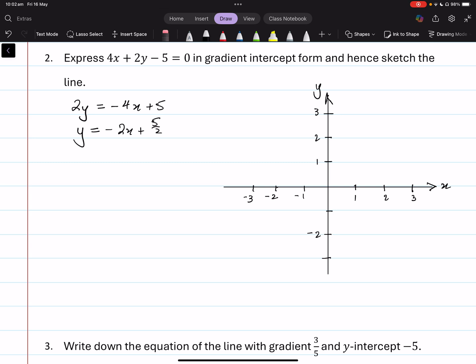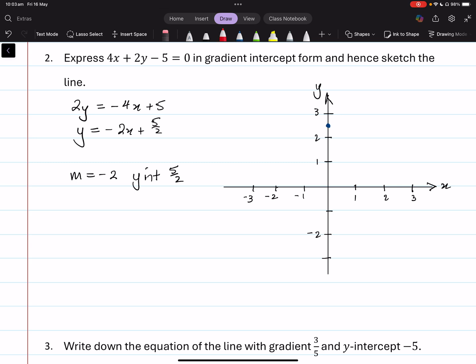Now, the question doesn't ask to find the gradient and y-intercept, but that's how we're going to sketch the line. So let's just make a note that our gradient is minus 2, and the y-intercept is 5 on 2. Okay, so the way that we're going to do this is we're first going to plot the y-intercept. And you can see I've drawn up some axes, and I've made sure that they are proper scales on both the x and y axes. And I'm going to choose blue to do this. The y-intercept is 5 on 2, which is 2.5. So I'm going to put a dot up at 2.5.